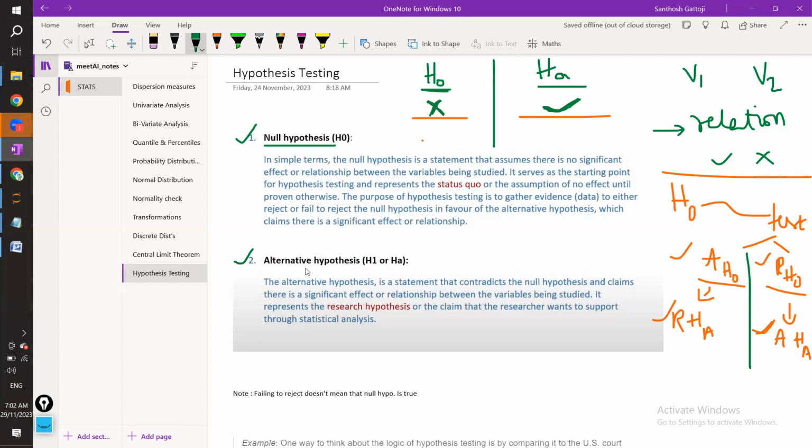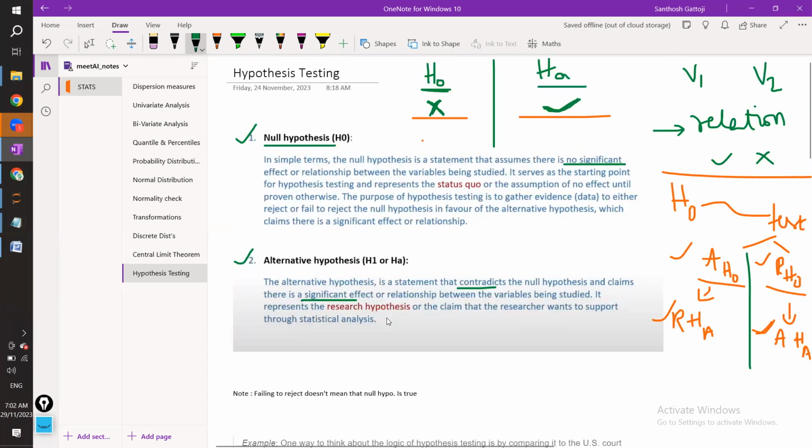Now, what is the alternate hypothesis? The alternate hypothesis is a statement that contradicts the null hypothesis and claims there is a significant effect or relationship between the variables being studied. This is just the opposite. When null is saying there is no significant effect, it will say there is a significant effect between the variables. It represents a research hypothesis, or the claim that the research wants to support through statistical analysis.